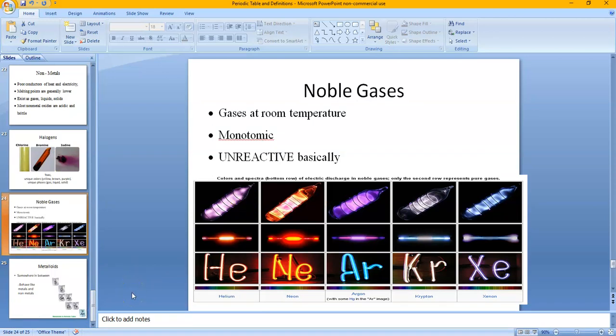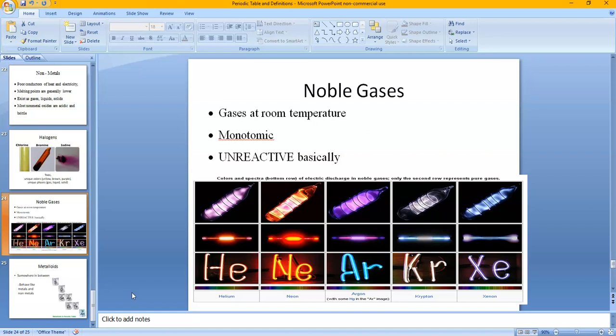They do not react with anything because they have a full valence shell. They're monatomic, which means they like to be by themselves. They like to be one atom. They don't like to bond with other things. They don't like to bond to each other, anything like that.